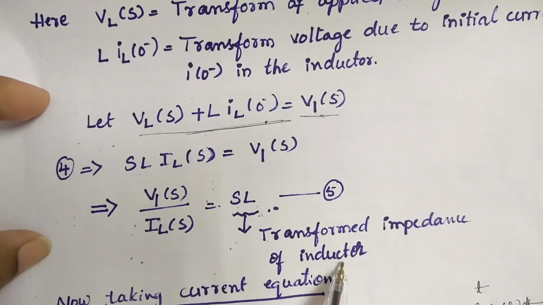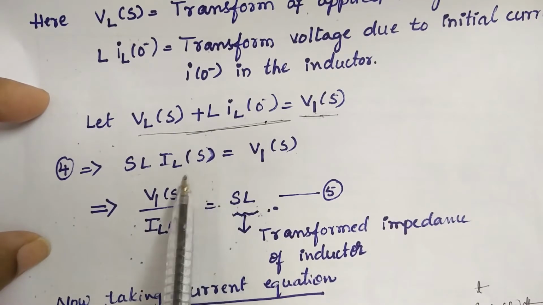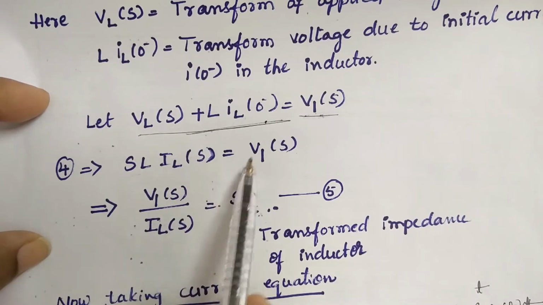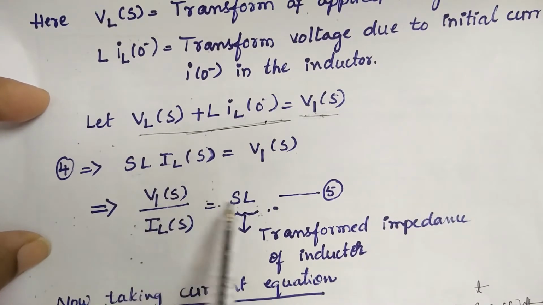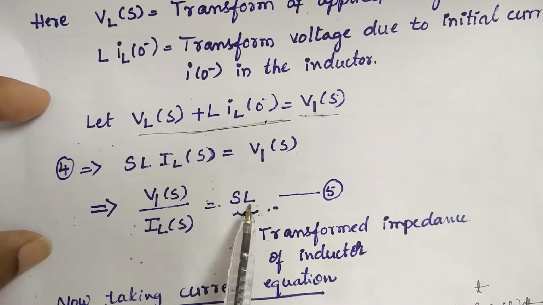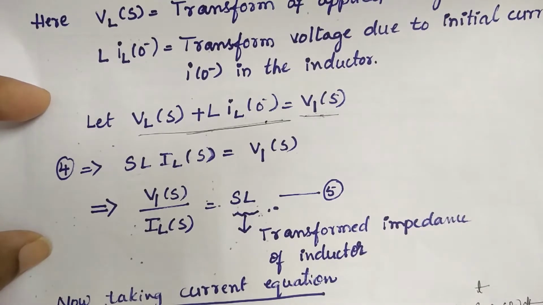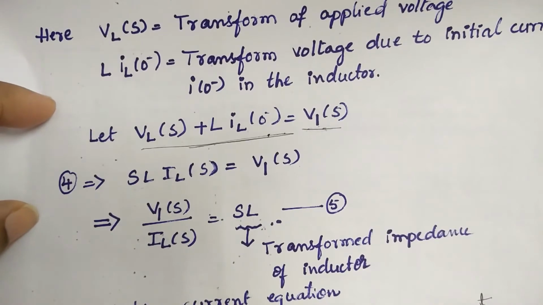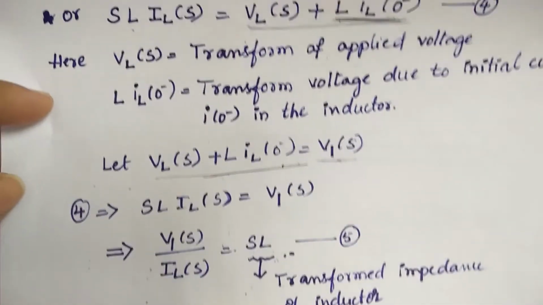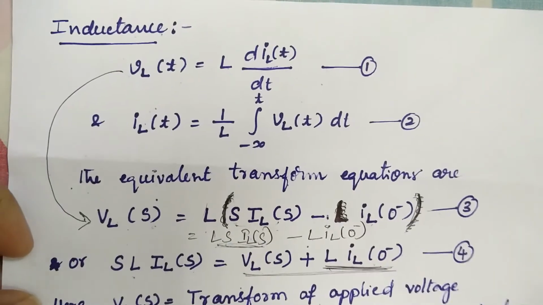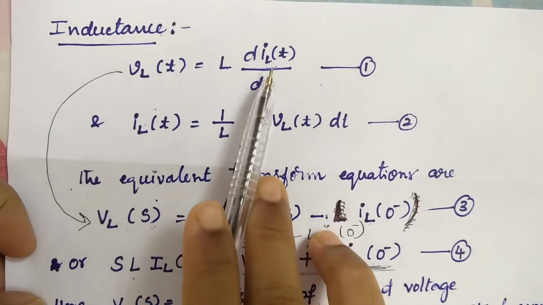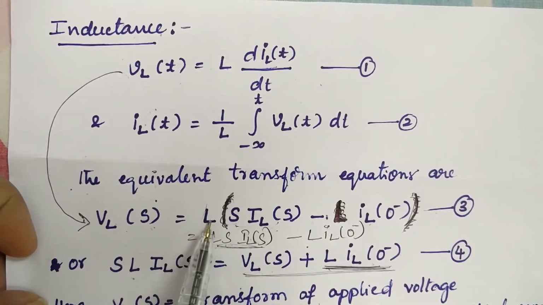So if you want to calculate the transformed admittance, then you can also do that. How? Take I by V. So IL of S by V1 of S is equal to what you are getting? 1 by SL. That is the transformed admittance of the inductor. So far we have derived this transformed impedance and transformed admittance using the first equation, right? Based on this equation we have the transformation, and later we have calculated this entire thing.